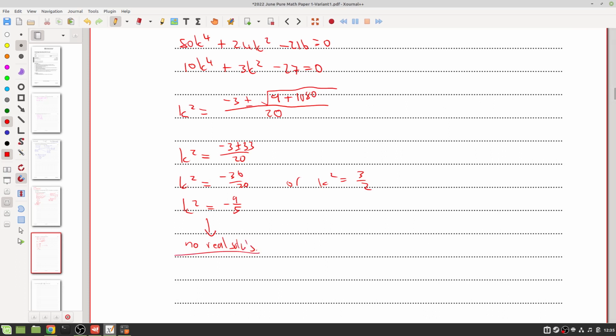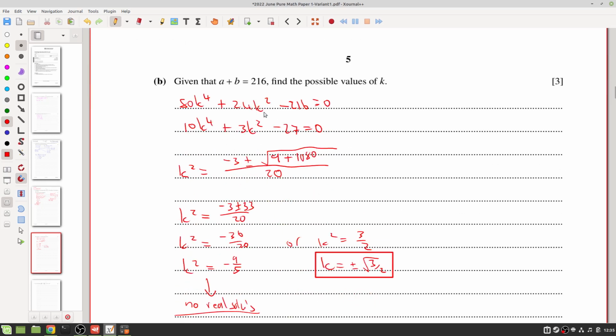I'm just going to do that, no real solutions. But this one, k is then equal to plus or minus the square root of 3 over 2. And that is our answer there. Let me just enclose that in a box. Okay, so you see how we did that?